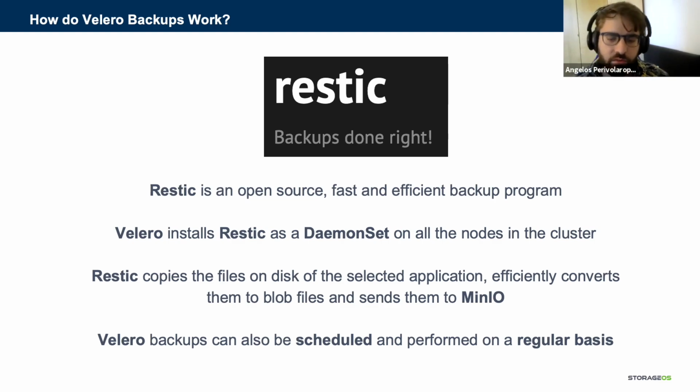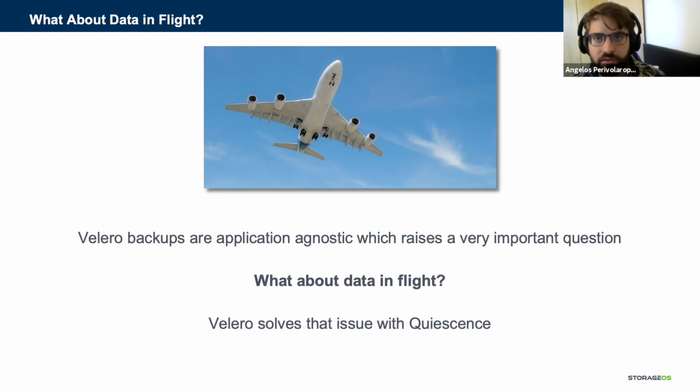And now some of you will be quite curious because you'll be thinking, okay, you're trying to back up applications that are active and running at the same time. And you'd be correct to ask the question of what about data that's in flight? If you try to back up an application that has data in flight during your backup, if there's data that is coming into the application, that means that all your backups are going to be corrupted. So how does Velero solve this issue?